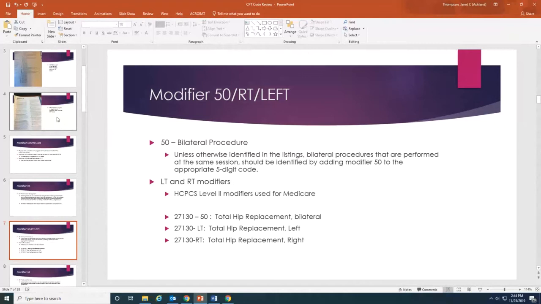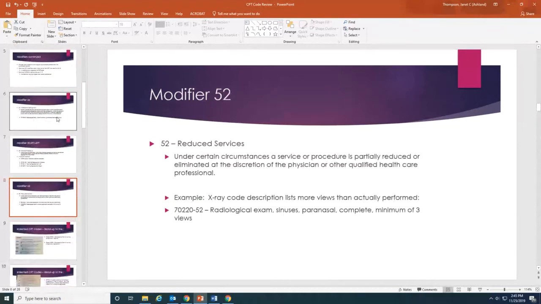But some examples, we have 27130, total hip replacement. That's either bilateral, left hip, or right hip. So you can see as an insurance why you would want to know or have it specified the laterality or which side.